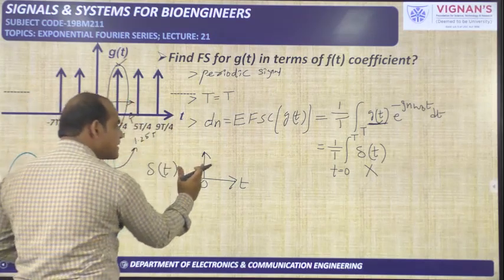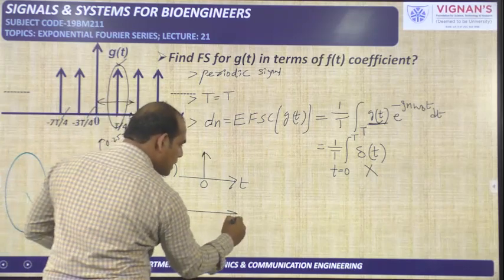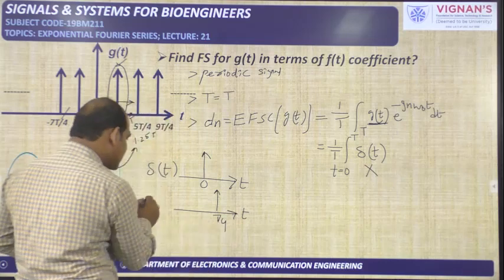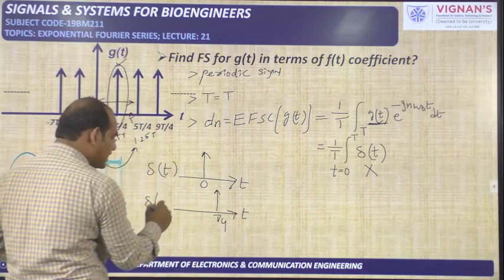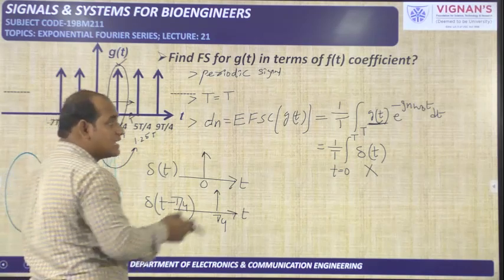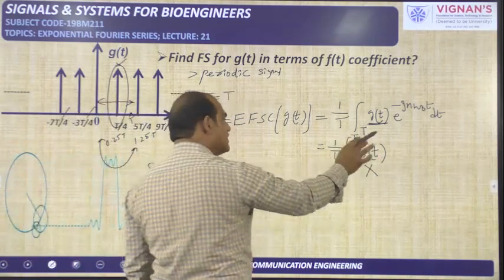That means this impulse has been shifted to the right side by T by 4 seconds, capital T by 4 seconds. That means it is the delayed version of delta of t by how many seconds? T by 4 seconds. So like this we can write. That's why writing only this delta of t is wrong.